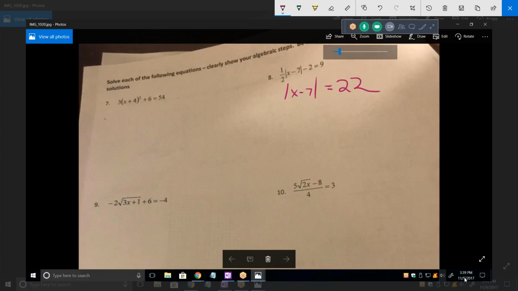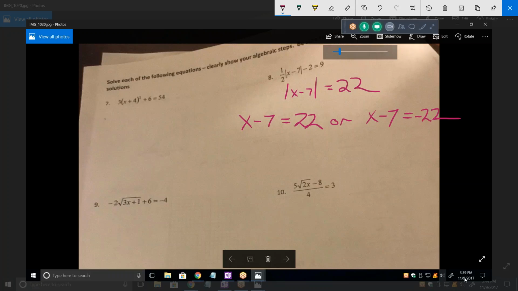Now, that's my starting spot. By starting spot, I mean at this point, I can put that into two equations. What are they? So x minus 7 equals. That's always the first part. The first equation is always exactly what you're looking at without the absolute value signs. Okay. What's the second equation going to say? Would it be negative 22 then?